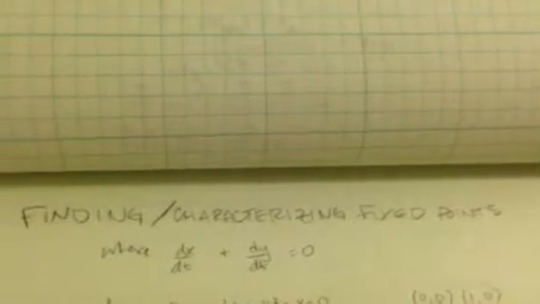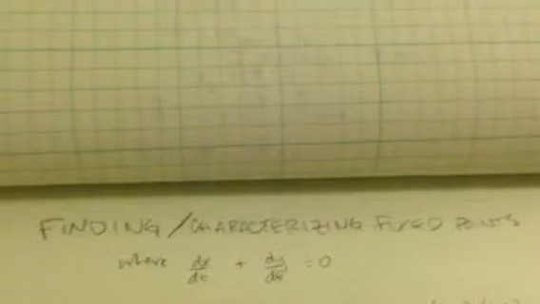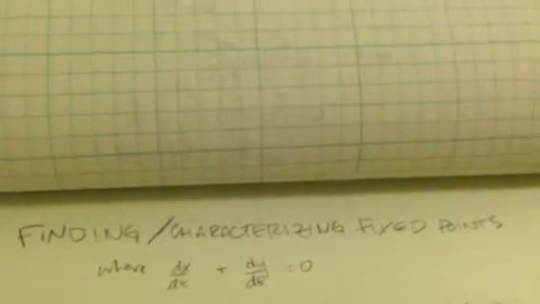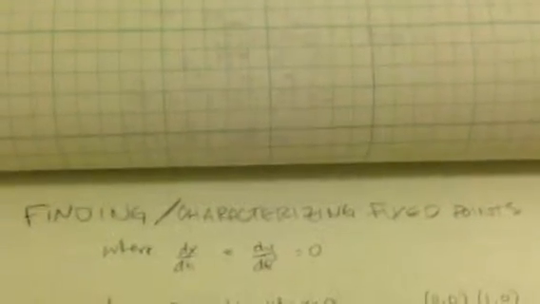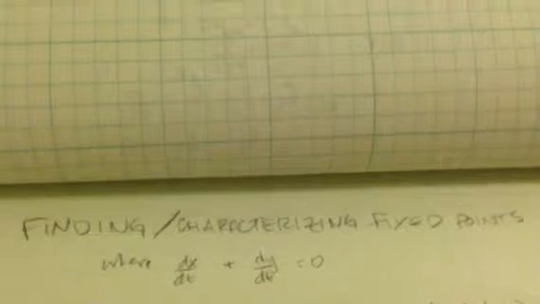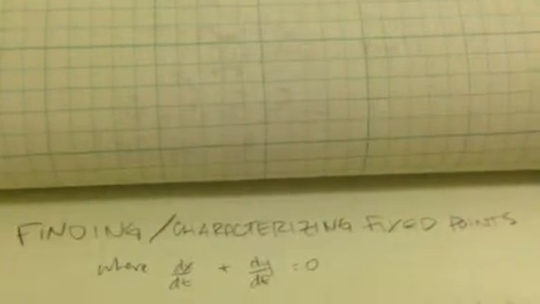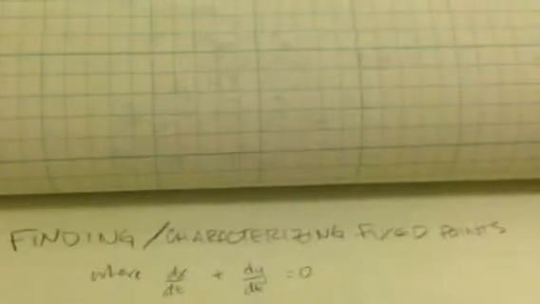Hey, so I am making another video to review some earlier concepts that we looked at earlier in the class and have really been using throughout, but now I'm going to talk about finding and characterizing fixed points. So fixed points, as we know, are where the dx dt and dy dt are equal to 0.